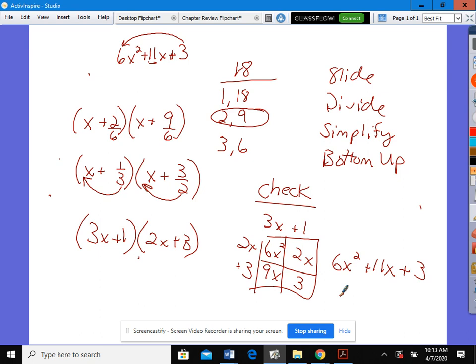You will notice here that the numbers you get in these boxes when you check, the 2 and the 9, should be the factors that you found when you looked for the factors of 18. And that's kind of why we do that. But that's it for that example. That's how you use slide and divide bottoms up.